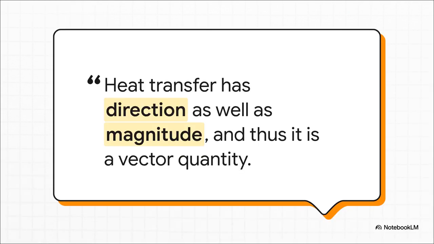So the very first big idea we need to get our heads around is this. Heat isn't just a number. It's not static. As the book says, it's a vector. That means it doesn't just exist in a spot, it moves with a purpose, and it always moves from hot to cold. That directionality, that flow, is what makes this whole topic so dynamic and interesting.